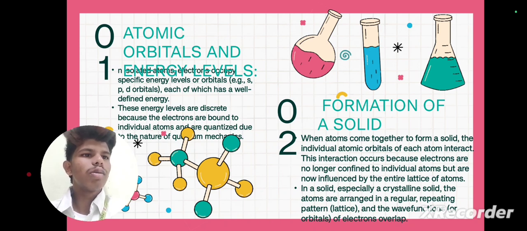Formation of a solid. When atoms come together to form a solid, the individual atomic orbitals of each atom interact. This interaction occurs because electrons are no longer confined to individual atoms but are now influenced by the entire lattice of atoms. In a solid, especially a crystal solid, the atoms are arranged in a regular repeating pattern and the wave functions of electrons overlap.